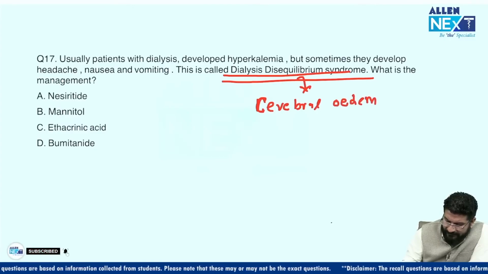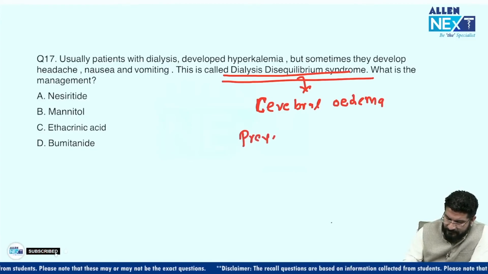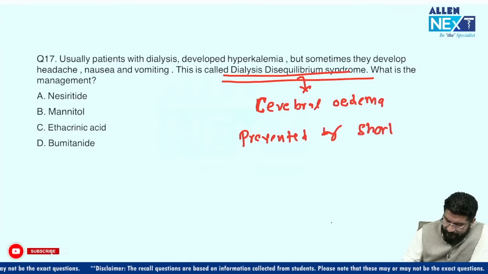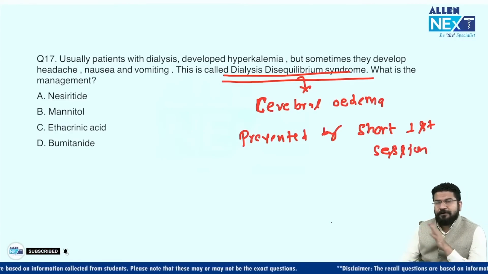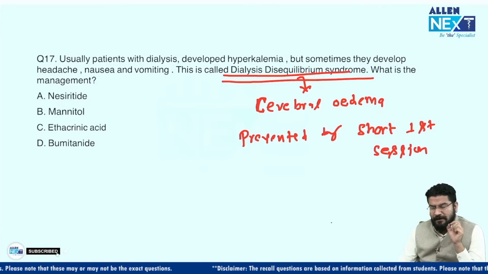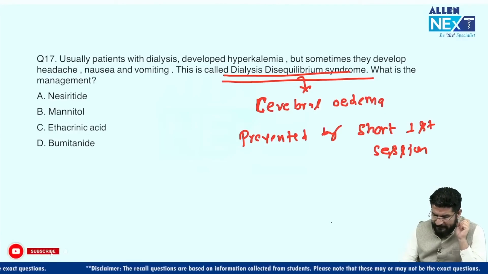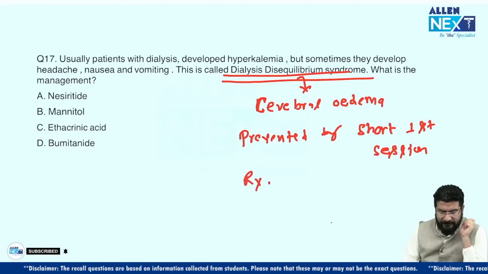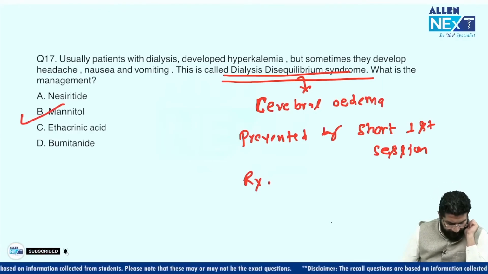So that is why we advise every patient with CKD to have a shorter first session. This can be prevented by a shorter first session. Generally dialysis will last for 4 hours. So the normal duration of dialysis is 4 hours. Here what we do, the first session is shorter, for 2 hours, to prevent this dangerous complication, because here the patient can develop cerebral edema, and once the patient is developing cerebral edema, then we have to give an osmotic diuretic, that is mannitol. In that case we have to give mannitol.